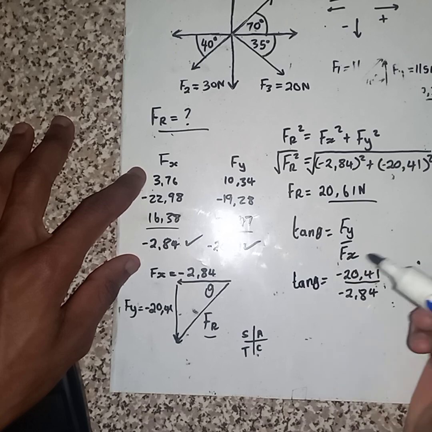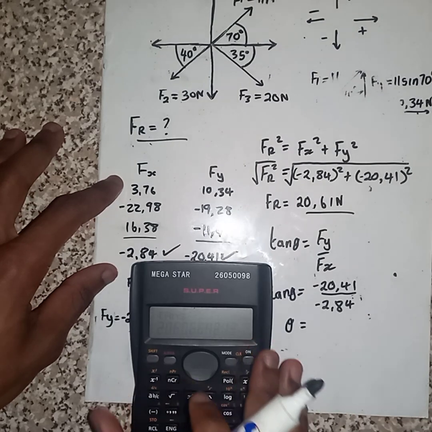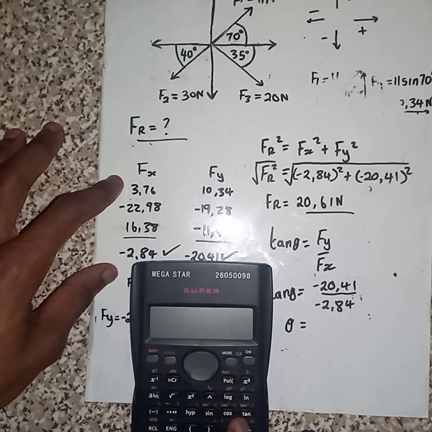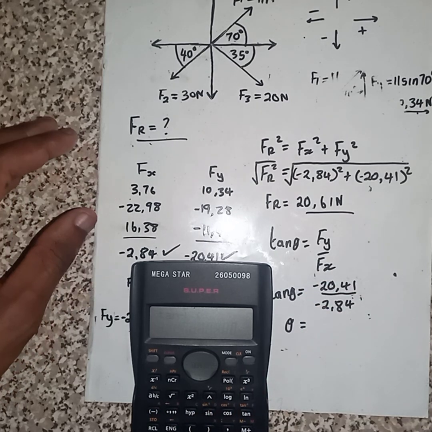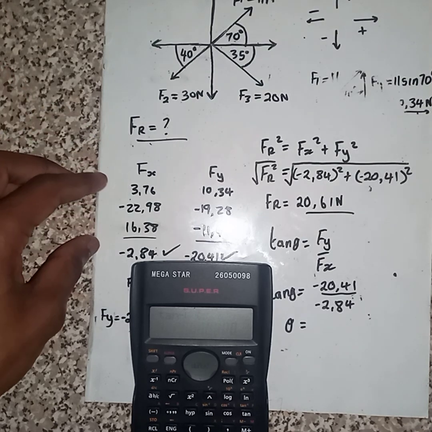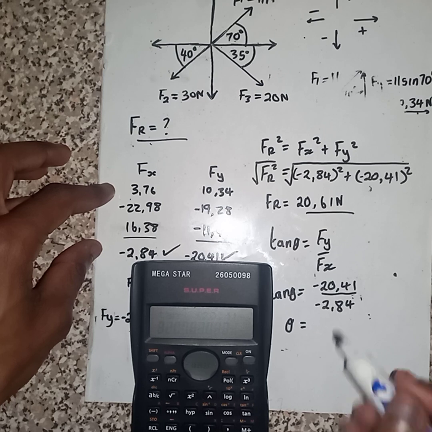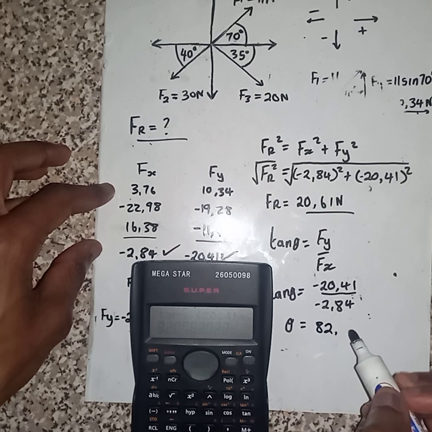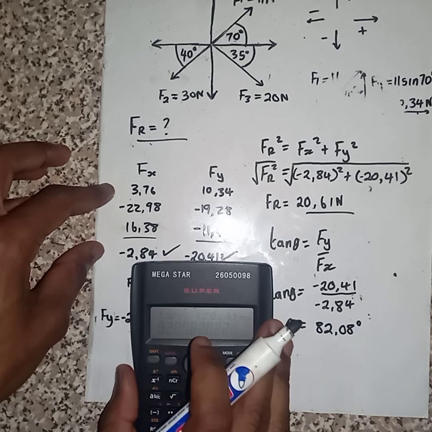But okay, now let us find the angle theta by pressing shift tan. Negative and negative will cancel each other. In fact, we are going to get a positive. Let's say 20,41 divided by 2,84. Then I get 82,08 degrees.